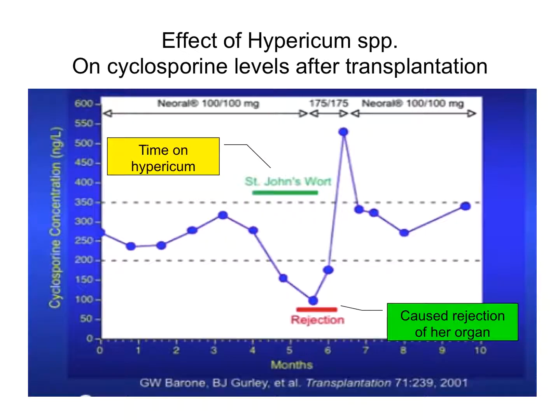So this was the graph that Dr. Gurley wrote in his major paper in Transplantation in 2001. Look at the time on Hypericum and look at what happened to her cyclosporine levels. She actually rejected the kidney and lost it. So this became big news. This is how we all found out about this stuff.